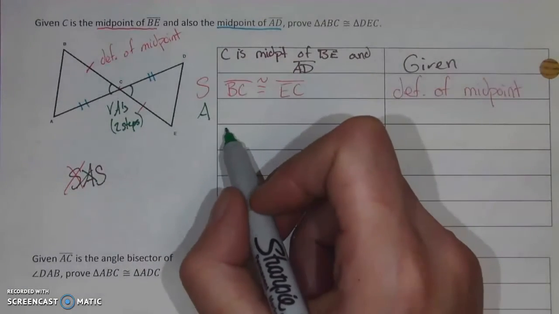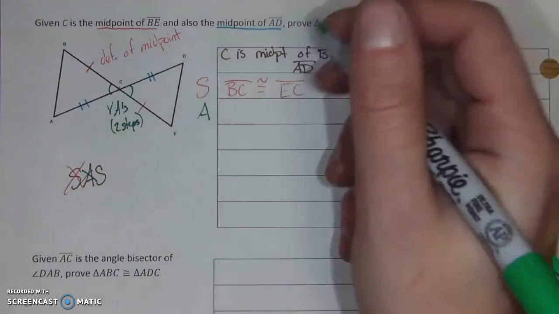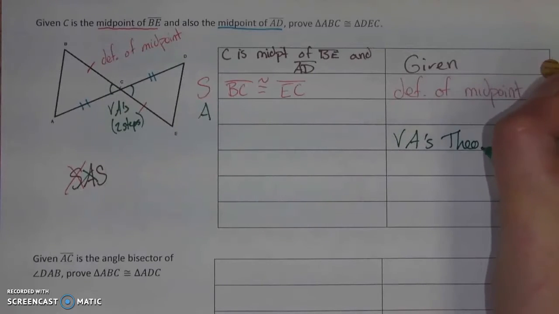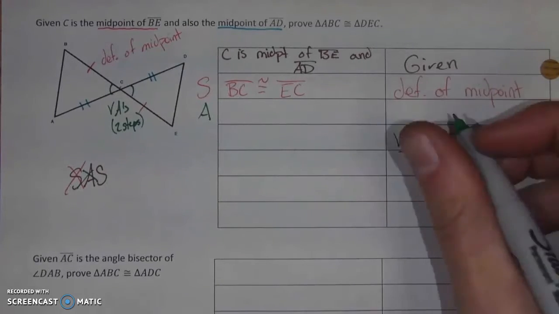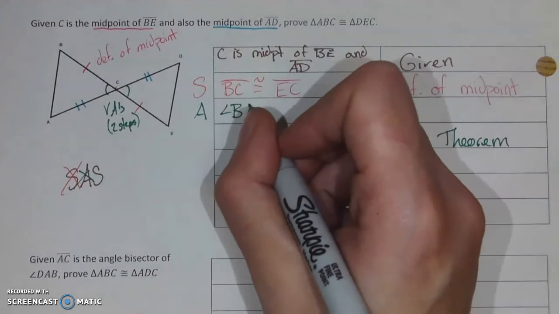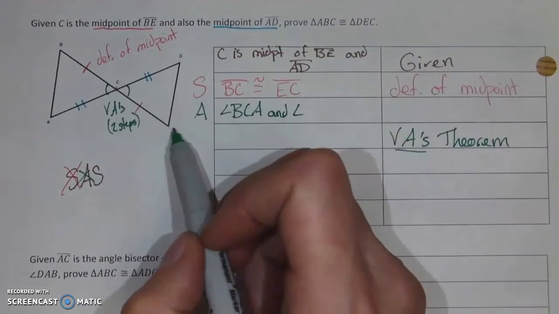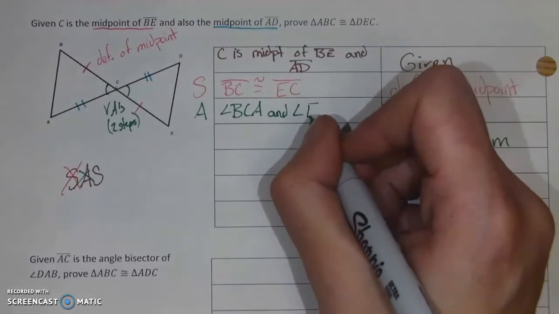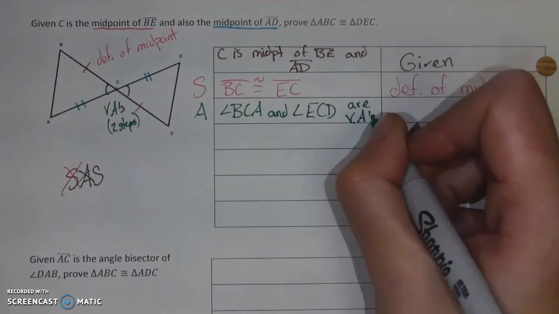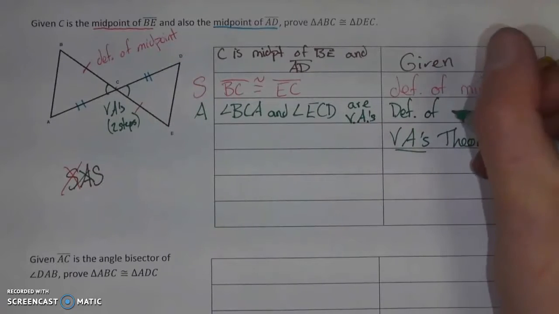So remember for the angle, since I'm going to be using the vertical angles theorem and I haven't said that they're vertical angles, I'm going to have to ensure that this takes those 2 steps because I can only use vertical angles theorem if I have already said the 2 angles are vertical angles. So let's say that they are vertical angles. Angle BCA and angle ECD are vertical angles. And that is according to the definition of vertical angles.